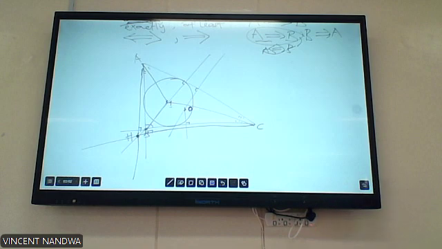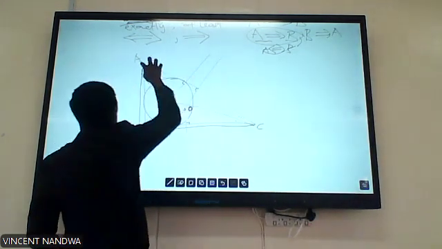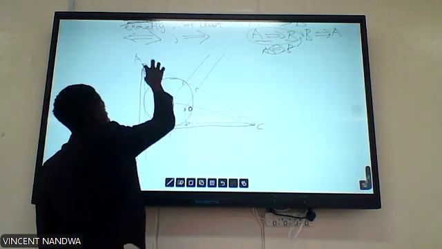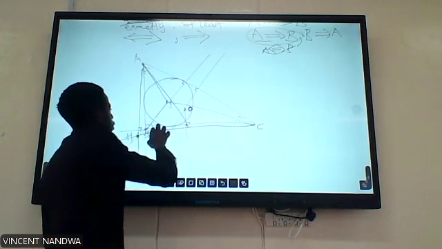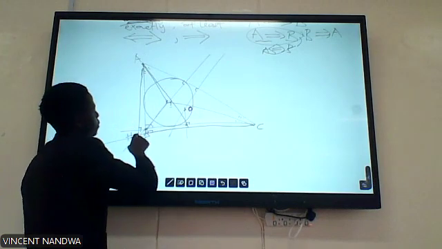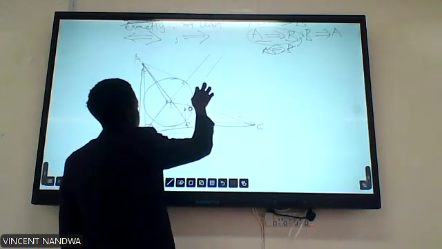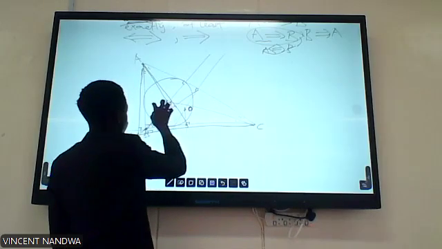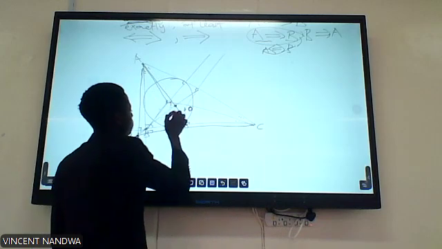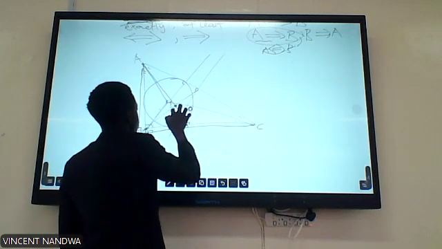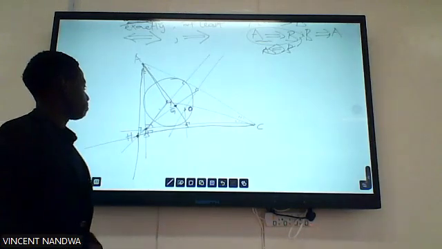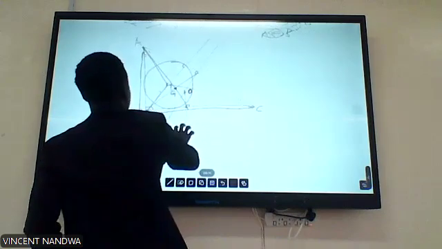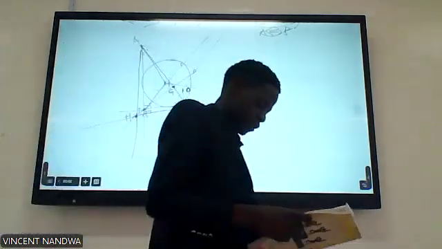So if I draw a median from vertex A to the midpoint of BC, and I do the same from this other side, this is the center, so I draw that here. I also do the same for C to AB. They'll meet at a point. Let's call it G. That will be our centroid. So that's the centroid.